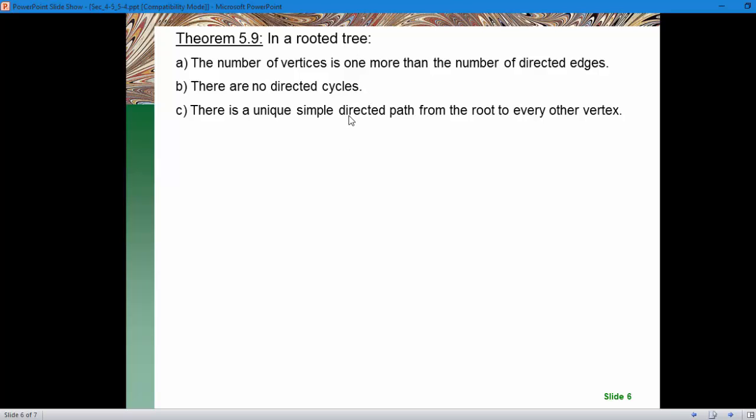And also, in a rooted tree, there is a unique, simple directed path from the root to every other vertex. If you remember, there was a result that said that there is a path between any two vertices of the tree. So you can go from one vertex to any other vertex through a path. For rooted trees it is different. For rooted trees, you can only say a similar fact, but from the root to any other vertex of the tree.